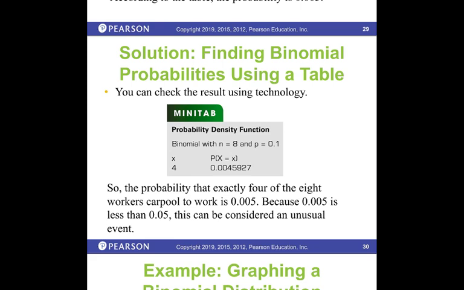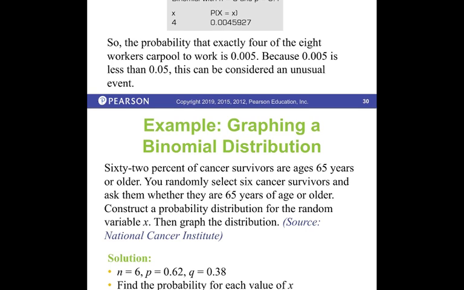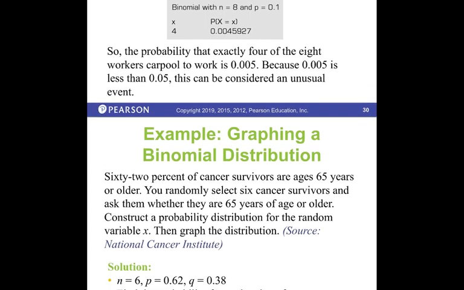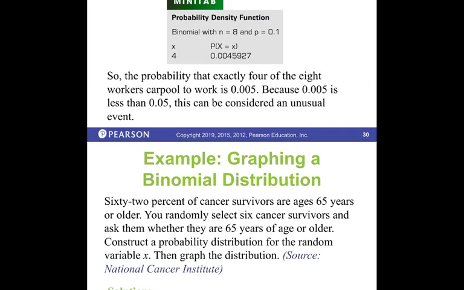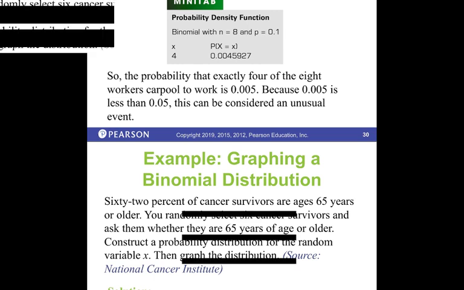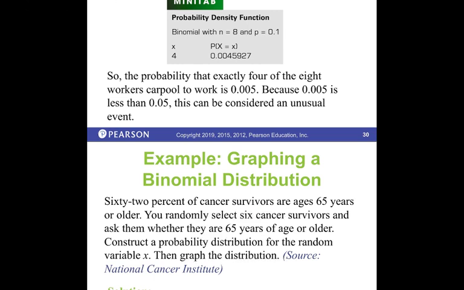Okay, we're going to let that be. 62% of cancer survivors are age 65 or older. We randomly select 6 cancer survivors and ask them whether they are 65 years or older. We're asked to construct the probability distribution for the random variable x, then graph the distribution.